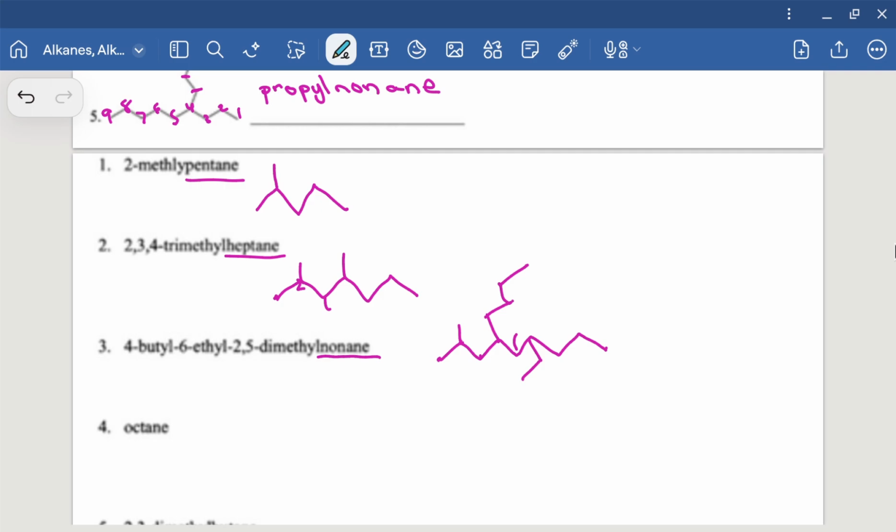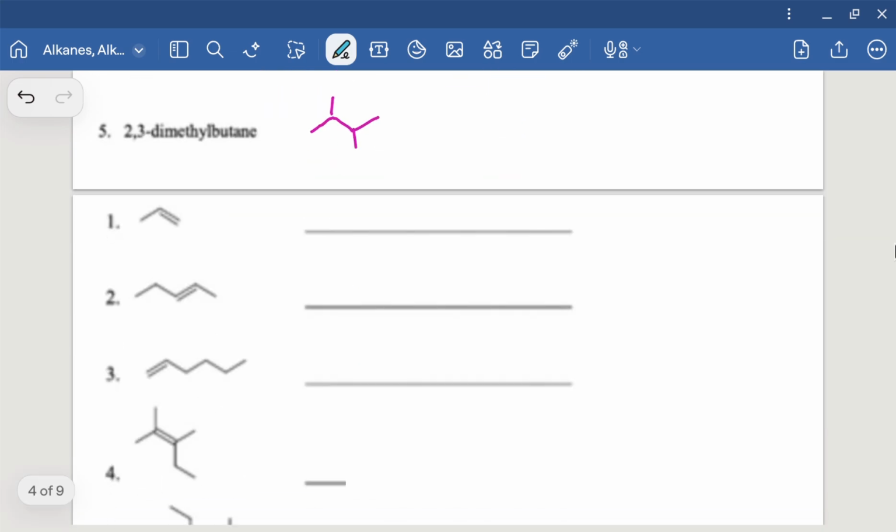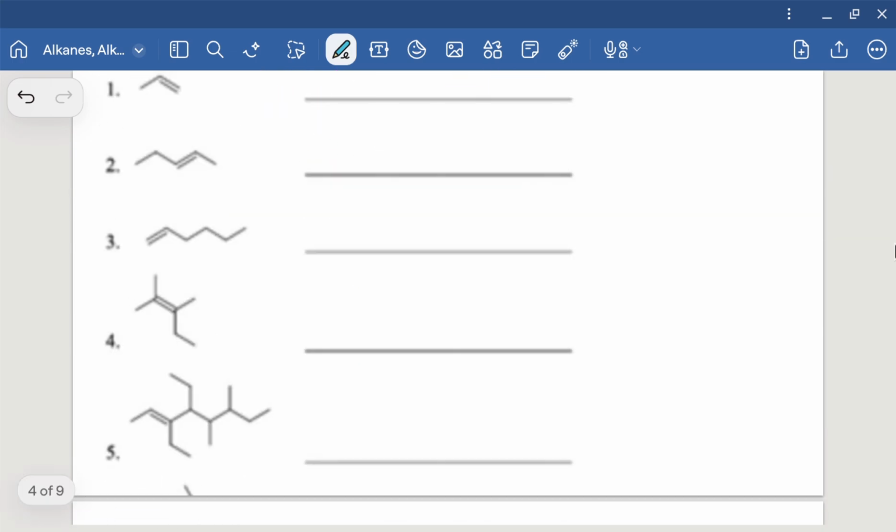Octane is just an 8-carbon chain. So 1, 2, 3, 4, 5, 6, 7, 8. And this last one, 2, 3, dimethyl butane. Butane is 4. 1, 2, 3, 4. And on carbon 2 and 3, you have your methyl groups. So that is alkanes. Moving on to alkenes, you want it to end in ENE.